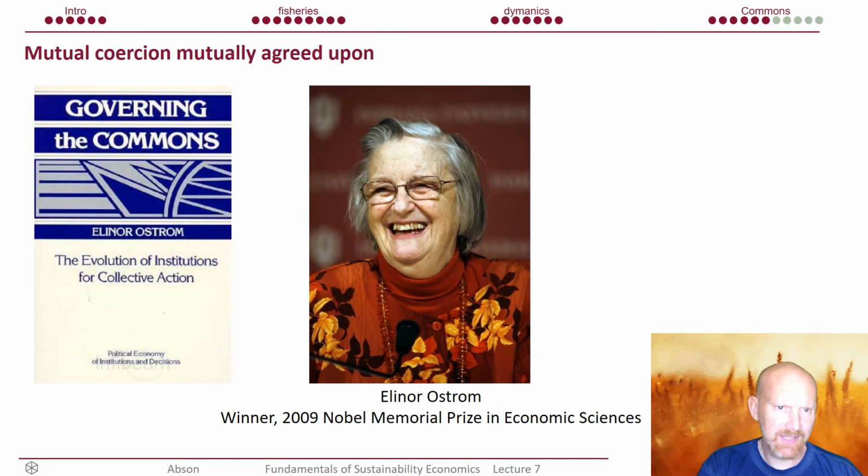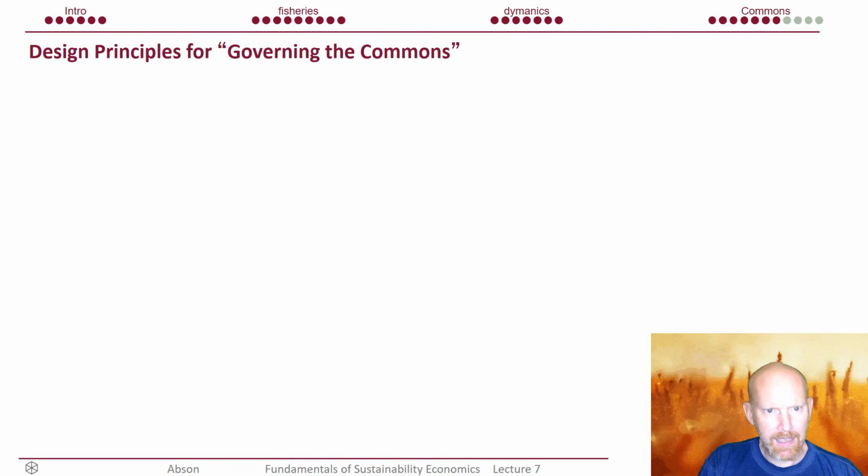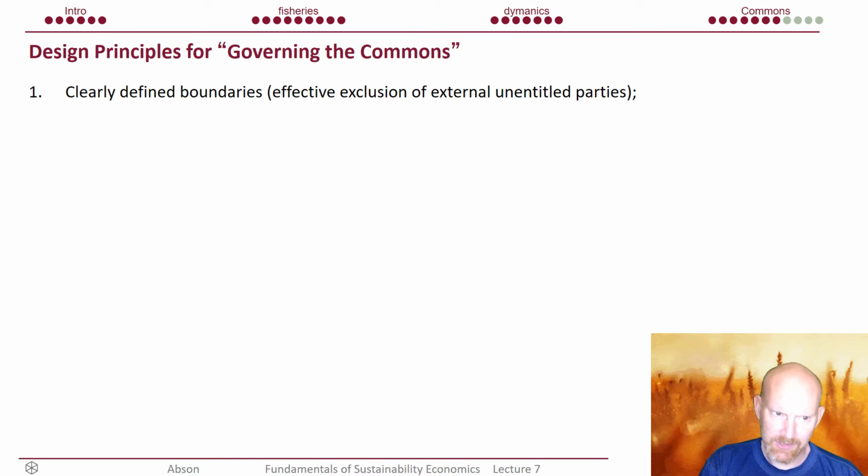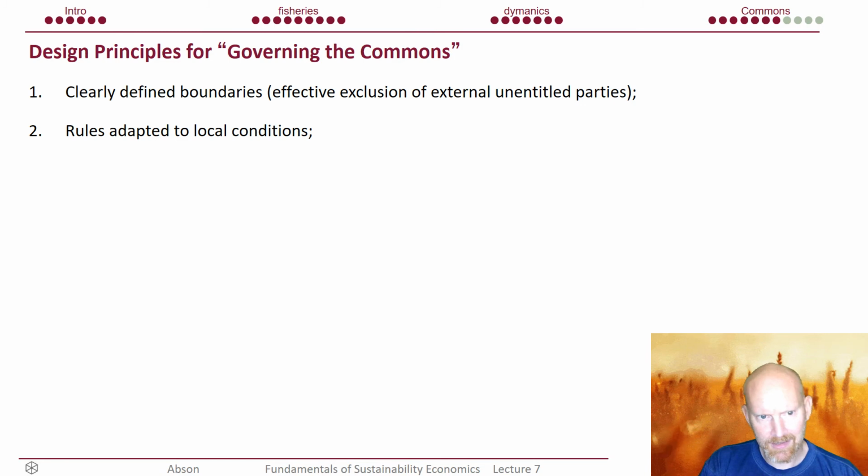So basically what she did, she looked at 300 or 400 different case studies of relatively small community-based resource management systems which were based on common ownership. And she came up with 8 design principles for governing those commons. So one, you need clearly defined boundaries. You should be able to effectively exclude external entities from entering into that common pool resource system. You need rules adapted to local conditions.